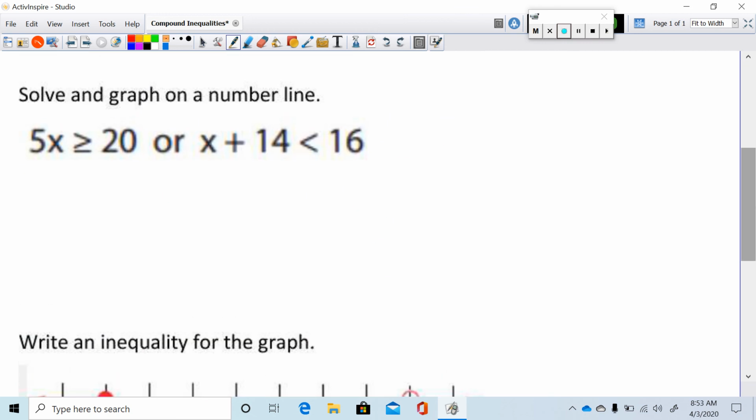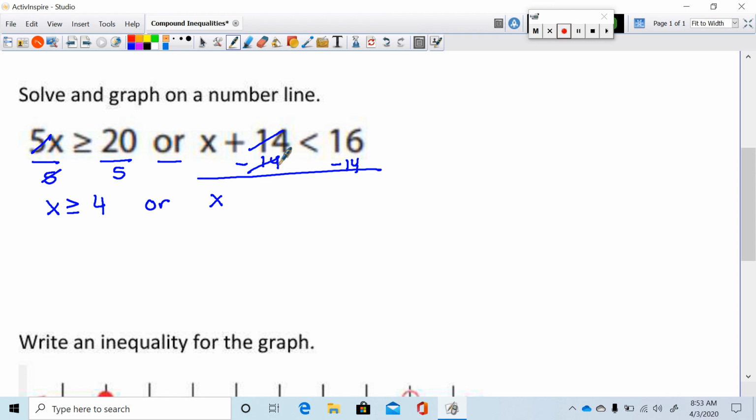Okay, solve and graph on a number line. So again, this is an or situation. So 5 times x, I'm going to divide by 5 on both sides. Top cancels with bottom, so x is greater than or equal to 20 divided by 5 is 4. Or I'm going to subtract 14 from both sides. So I've got my x, opposites cancel, is less than 16 take away 14 is 2.